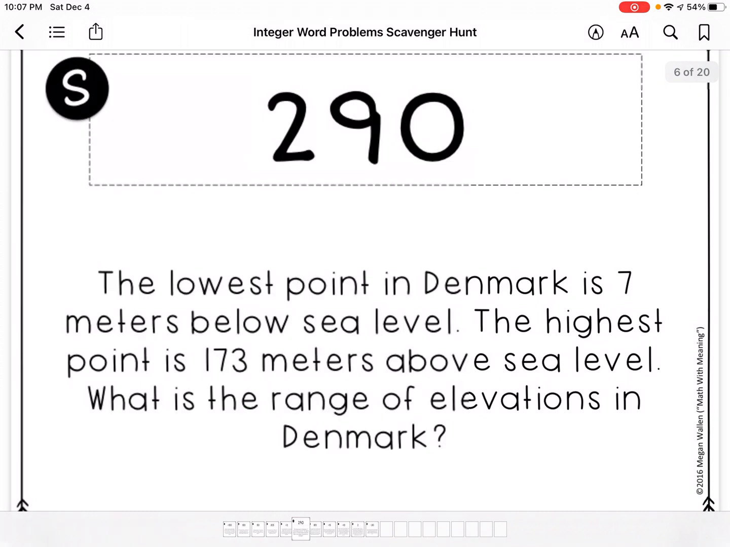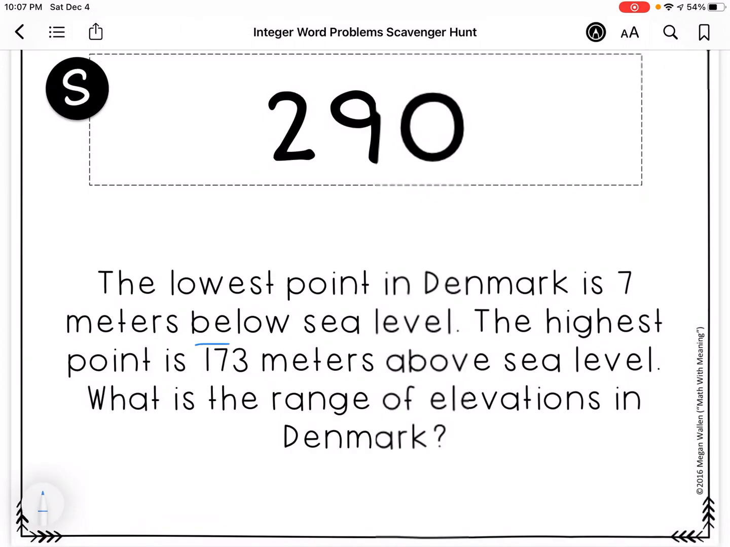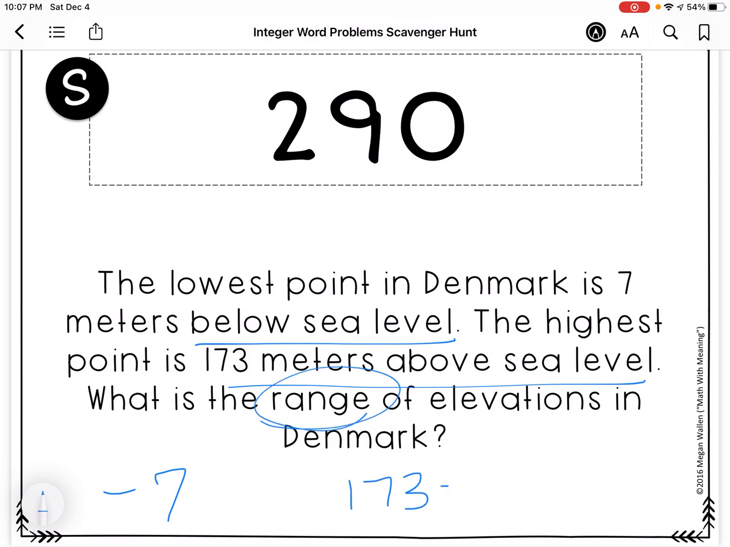The lowest point in Denmark is 7 meters below sea level. So that means I'm -7. The highest point is 173 meters above sea level. What is the range? So range tells me to subtract 173 minus -7. Keep, change, change. 173 plus 7. I have 180 meters.